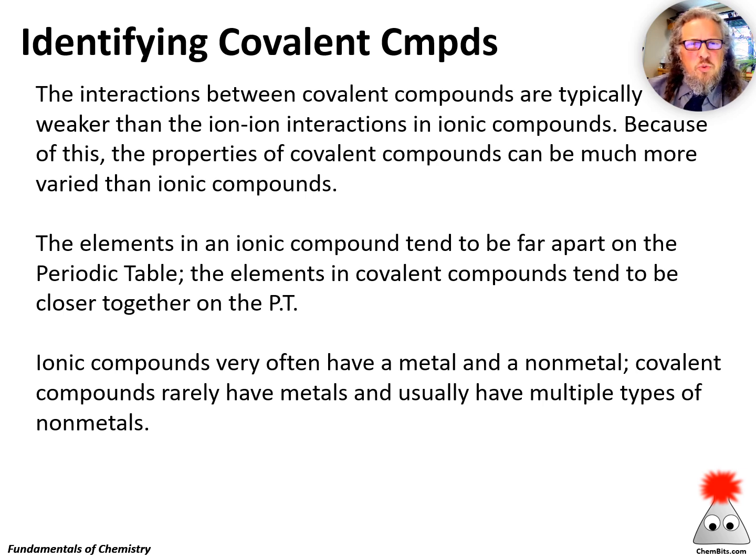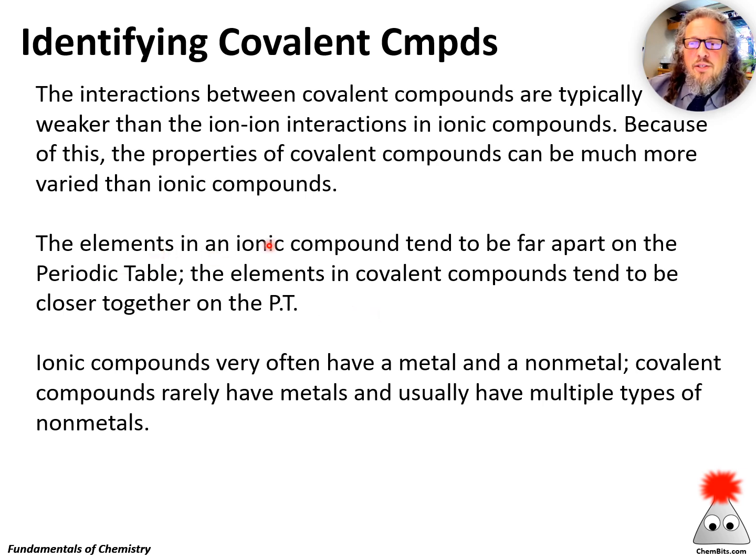The interactions between covalent molecules are typically weaker than the interactions between the ions of ionic compounds. So covalent compounds don't tend to have quite the same consistency when we're looking at their properties. Whereas ionic compounds were often crystalline and hard and brittle, covalent compounds can also be crystalline and hard and brittle, but they can also be very soft, and in fact they can be liquid or even gas. So they've got a much more varied set of properties.